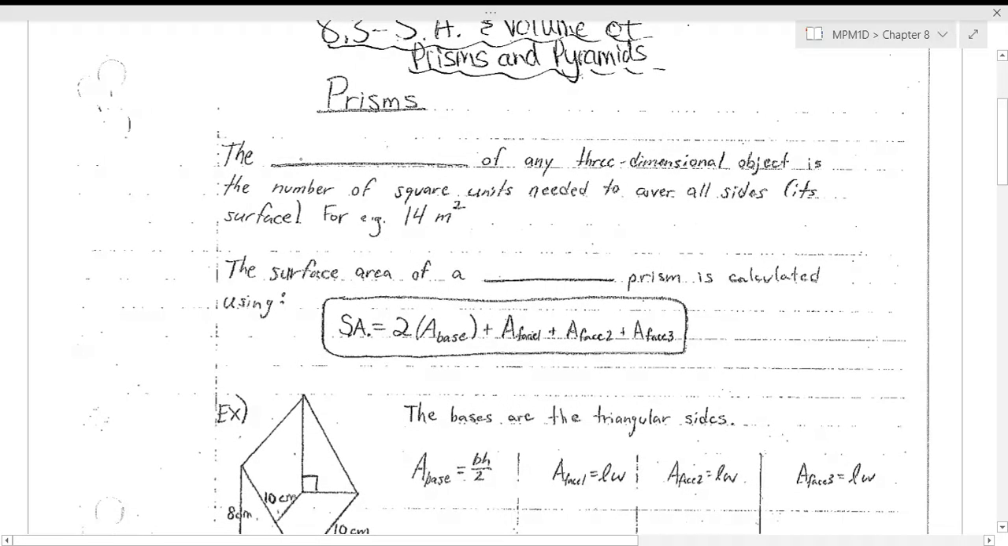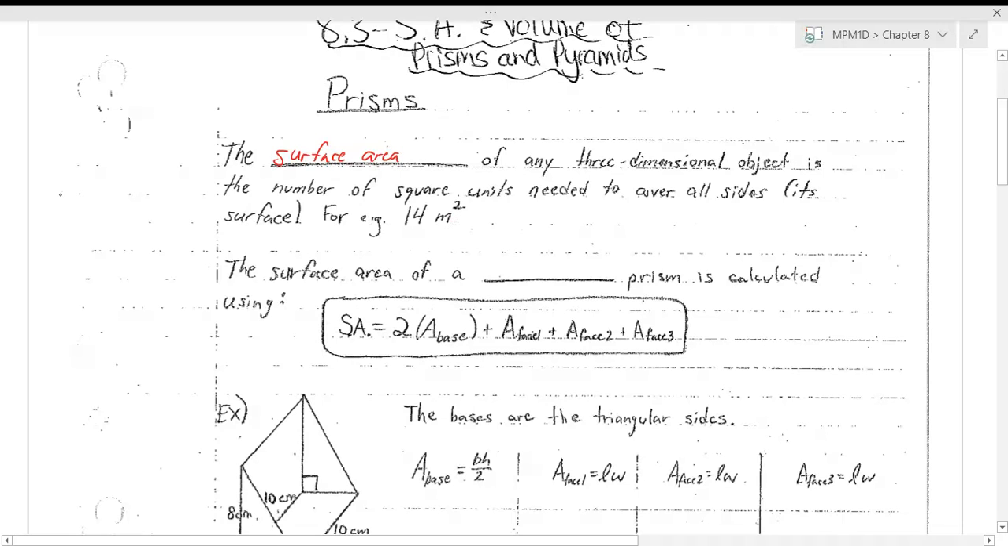So you should have this note in front of you. You can fill it out as we go along. So the surface area, now that sounds a little different than area. It's similar, but it's not exactly the same. The surface area of any three-dimensional object is the number of square units needed to cover all sides.